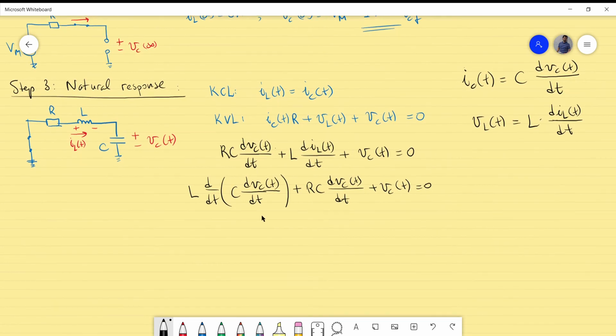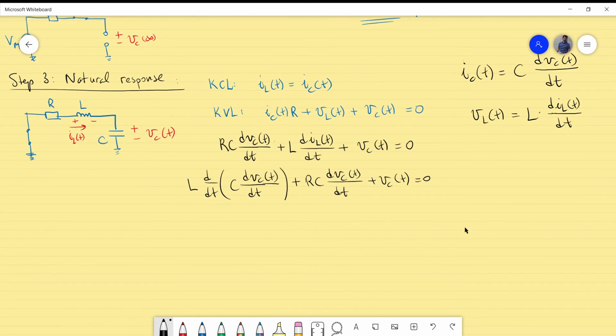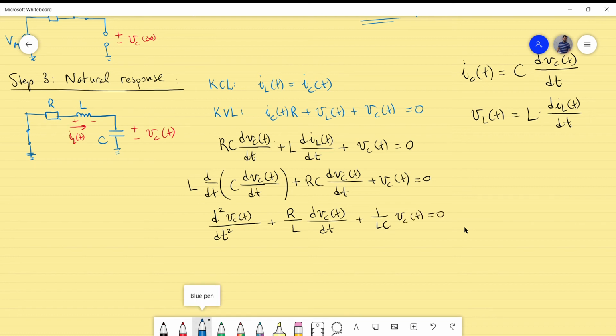Now I will simplify this, so I can divide by L and C, left and right, such that the second derivative is also given in the expression. So I will have the second derivative of the capacitor voltage plus, because I divide by L times C, R divided by L, and I will get here 1 over LC times the capacitor voltage. Now what I use in this situation, I will set the following.